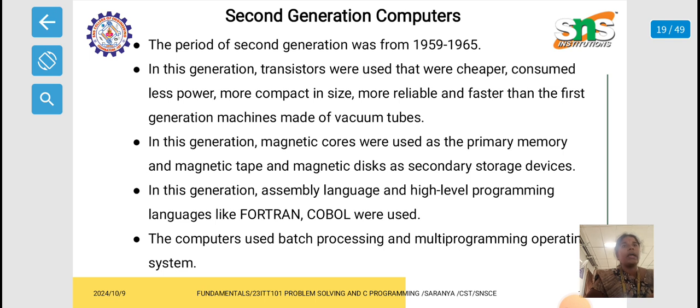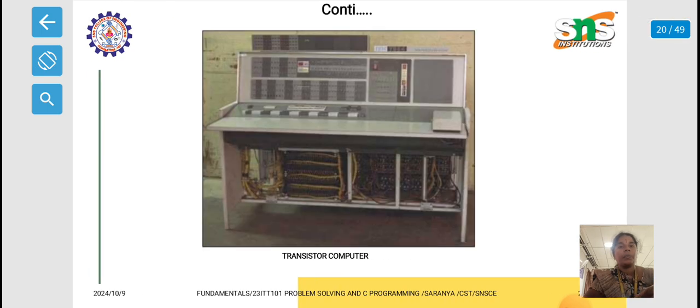In this generation, magnetic cores were used as the primary memory, and magnetic tape and magnetic disk as secondary storage devices. Assembly languages and high level programming languages like Fortran and COBOL were used. The computers used batch processing and multi-programming operating systems.